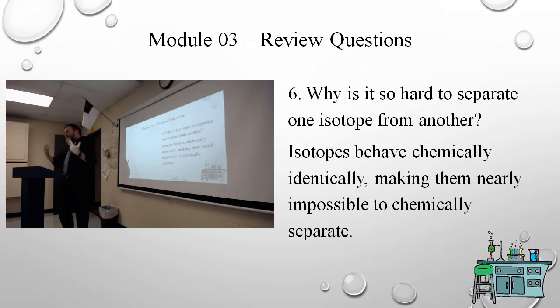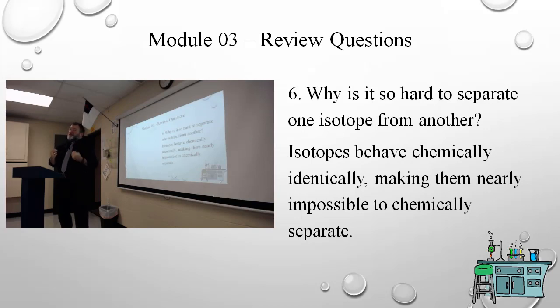Oh, isotopes of an element behave chemically virtually, we'll say virtually, identically. That's why it's so difficult to make enrichment. It's so hard to get the proper isotope and filter it out and then add it to a sample to increase that percentage, because they behave identically.